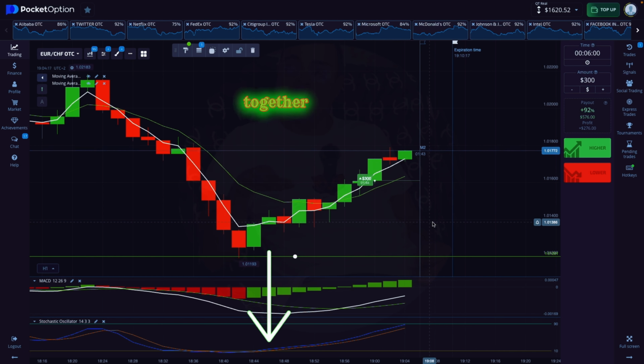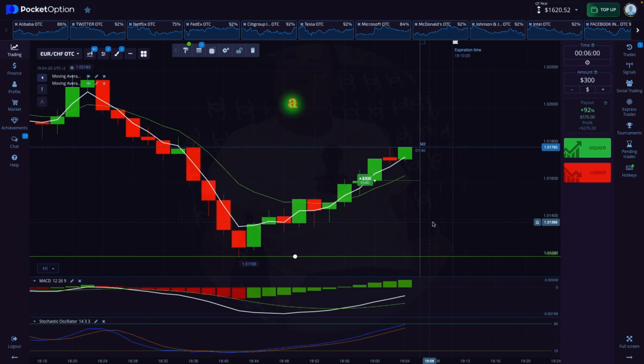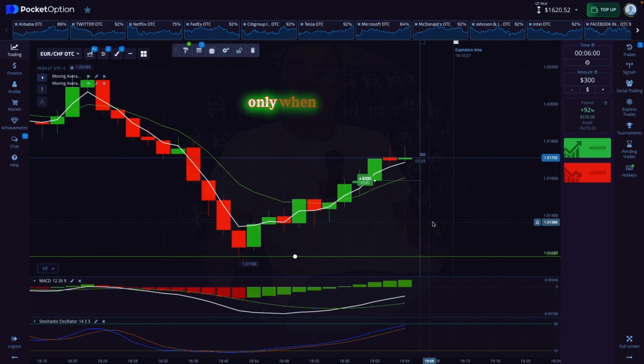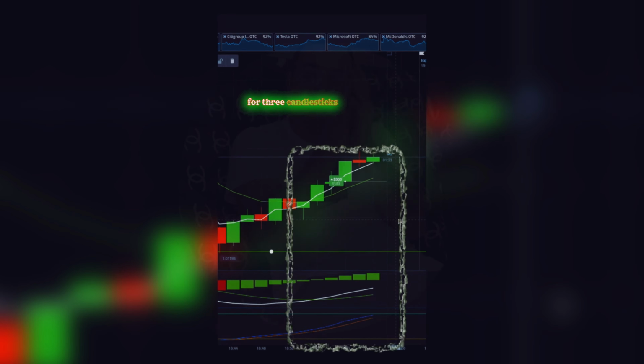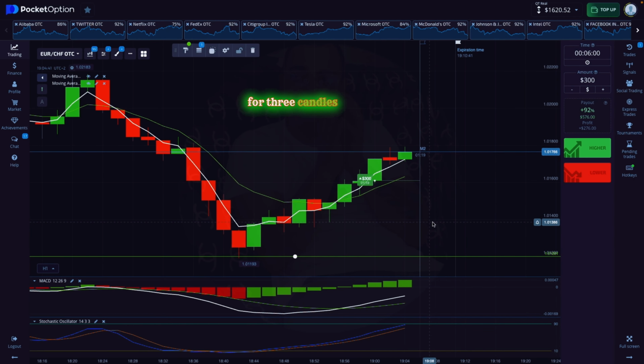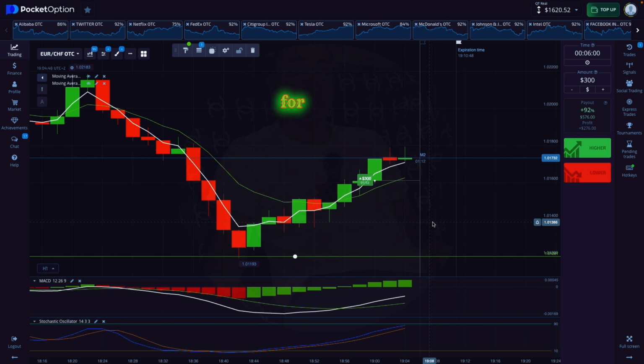These indicators together give us the green light to open a trade. We enter a trade for 3 candles. Only when we see all signals conform to one, only then is it time to act. We open a trade for 3 candlesticks. I always go for 3 candles, meaning if I'm on a 3-minute chart, then it's 9 minutes, on a 1-minute chart, 3 minutes, on a 30-minute chart, an hour and a half, and so on.